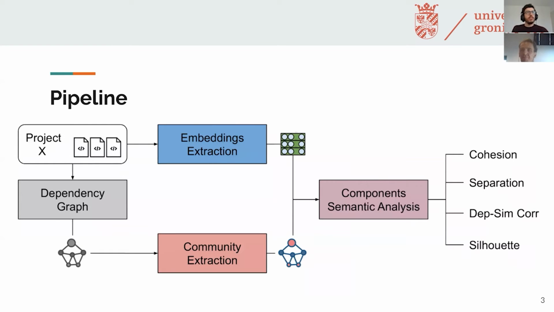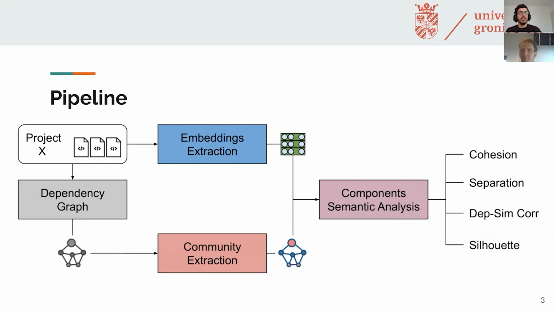Okay, so we start from the source code of the project, and from the source code we extract the dependency graph, where almost each class is a file, let's say, and we have a node, and based on the nodes we have the imports and dependencies, we have the edges between the classes. And then we perform a community extraction on the dependency graph, and the output is a partition of the graph.